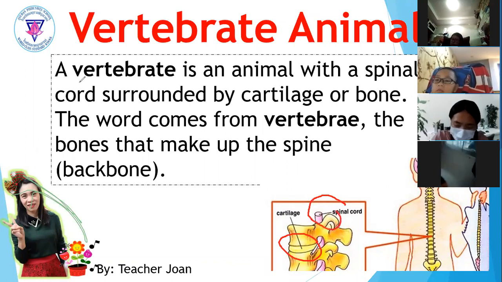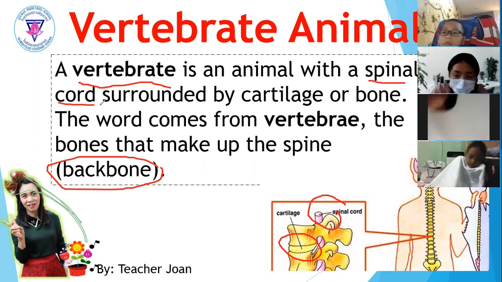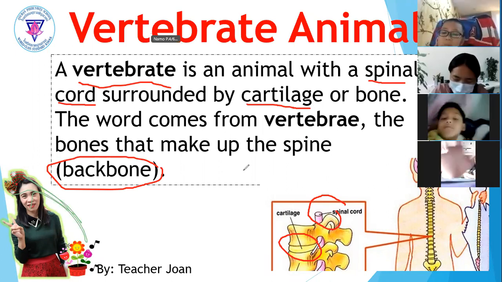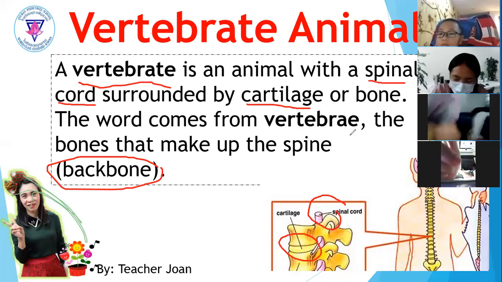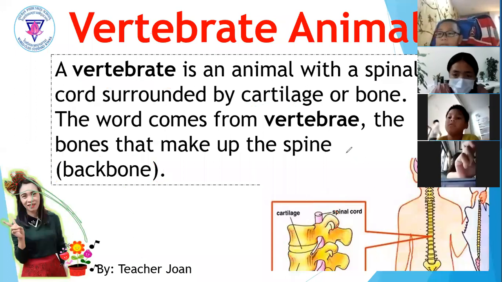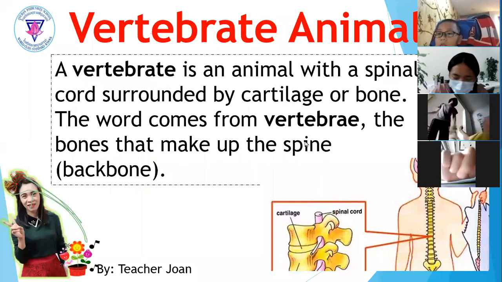So all vertebrate animals have a backbone. Remember, vertebrate animals have a spinal cord that's surrounded by cartilage or bone. To make it easy, we can just say vertebrate animals have a backbone. They are animals that have a backbone. Next we have, let's move to another slide. Invertebrate animals. Let's wait first.